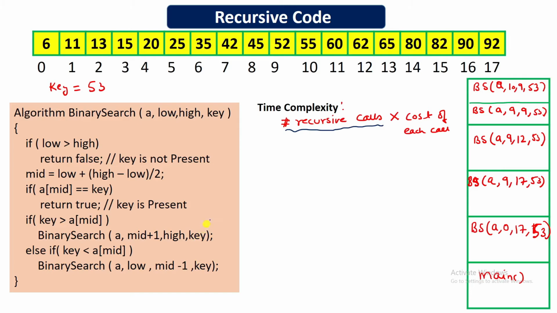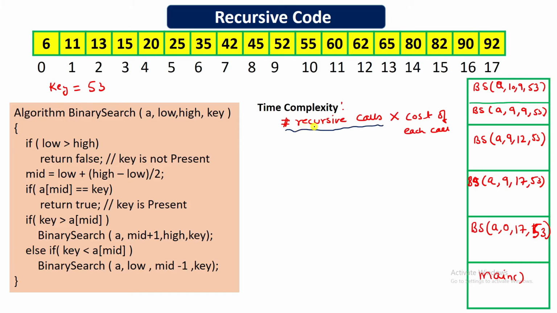The time complexity of binary search is O(log n) in the iterative solution, as we saw in the previous video. In the recursive solution we will also get order of log n only, but the way of calculating this complexity will differ between the iterative solution and the recursive code. So let's see how we will do it.